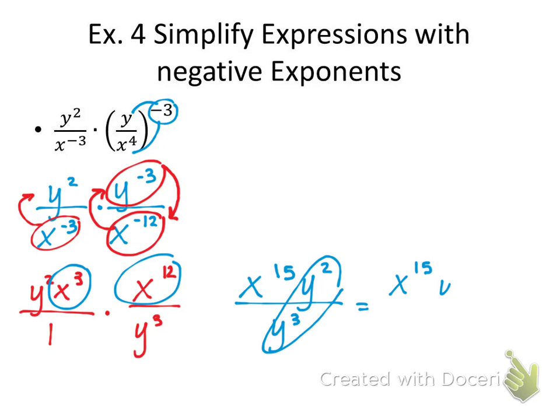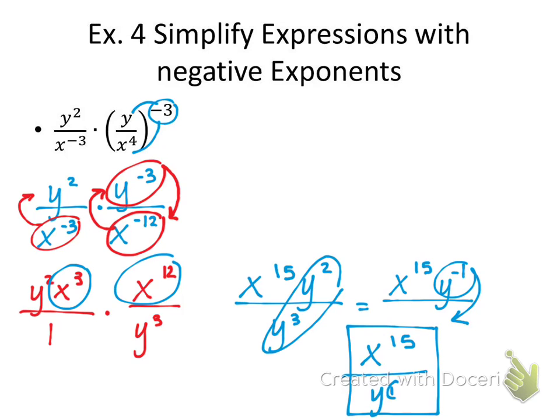2 minus 3 is negative 1. Now, can I have a negative 1? No. So what I'm going to do is move this y down to the bottom. And finally, I get my answer as x to the 15th over y to the 1st power. Now, you don't really have to write this little 1 right here. You can leave it as y because we know that the 1 is understood, but you can if you want. So this is how we simplify using all of the properties that we have learned.